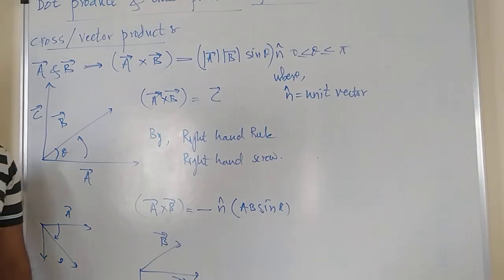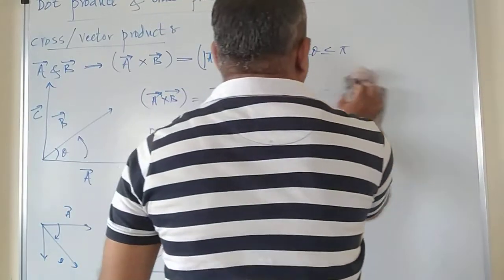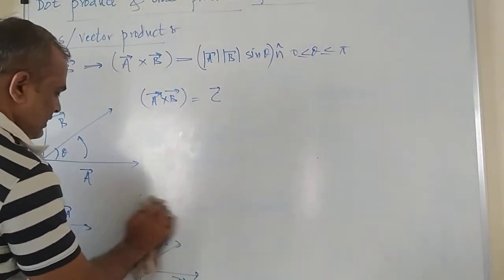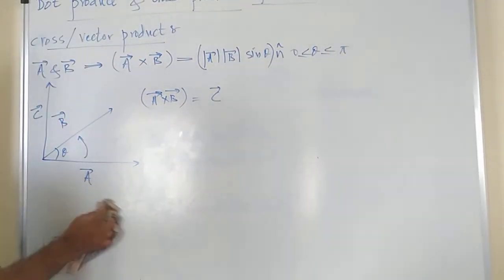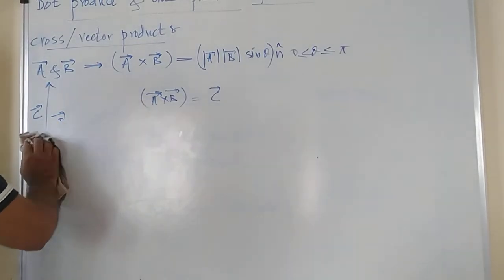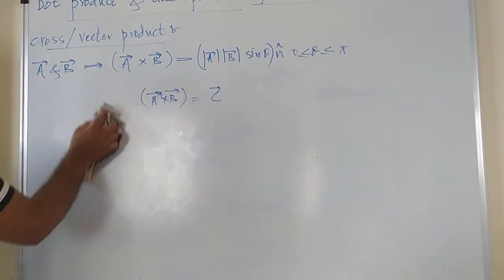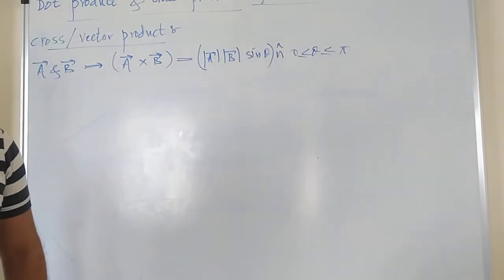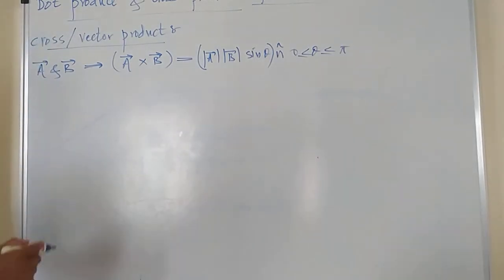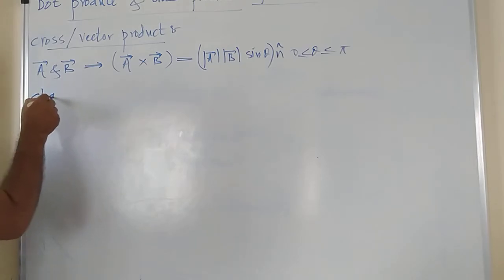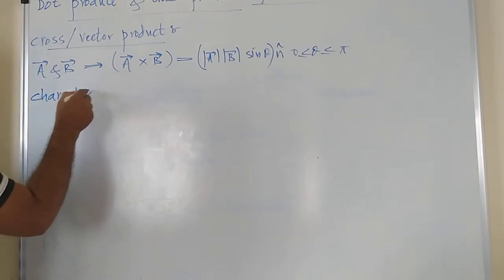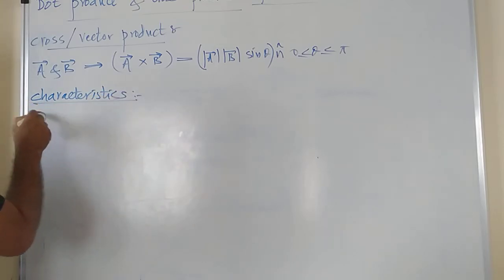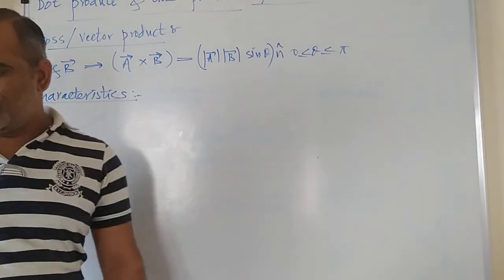Got it? Now let us try to study some more characteristics of the cross product. This is the primary things about the cross product. Now some characteristics of the cross product, and then we'll stop here. So the first characteristics, which are simple ones again, and then examples. What is the first characteristic of the cross product?